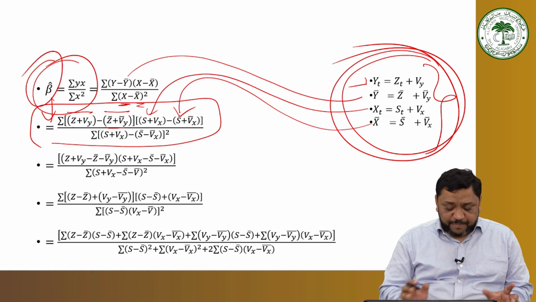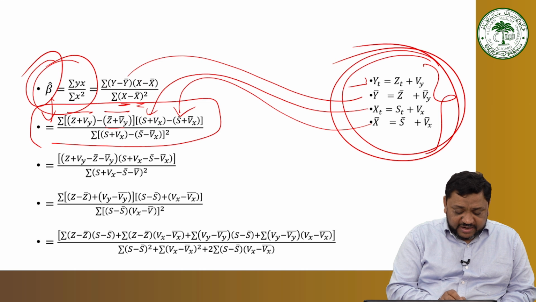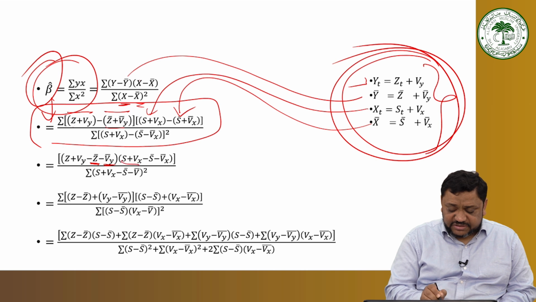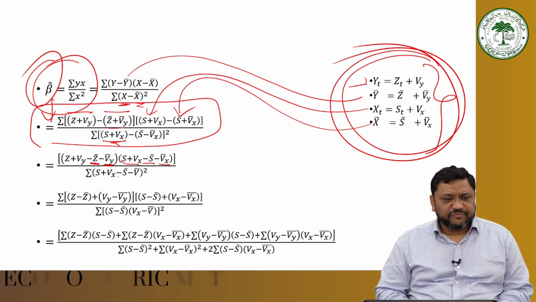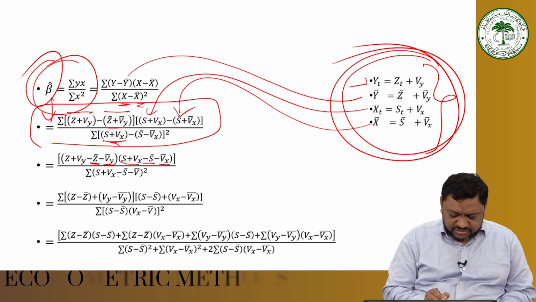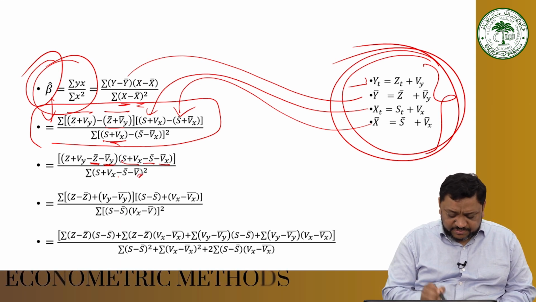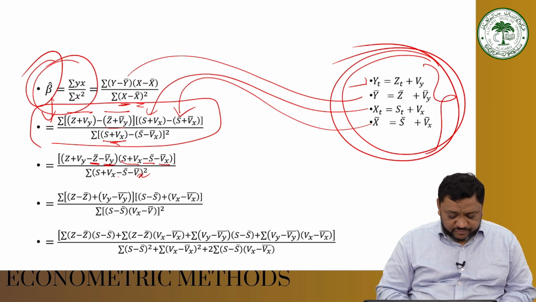Upon opening the brackets, what we can write is z plus vy, this becomes minus z bar minus vy bar, times s plus v, and the bracket open, minus s bar minus v bar. Down in the denominator also we do the same thing, s plus v, then this comes as minus s bar minus v bar, and the whole square of it. And at some places sometimes this is missing, so you ignore it at the moment.